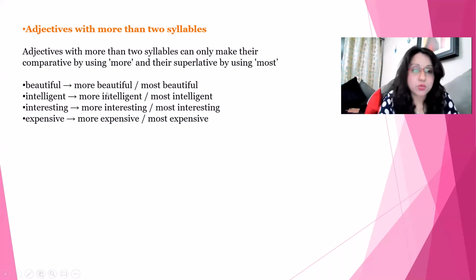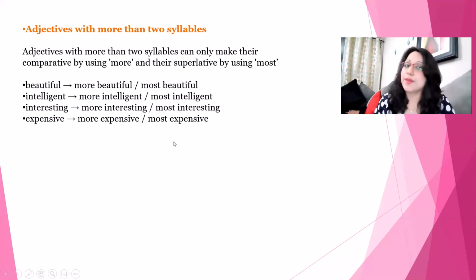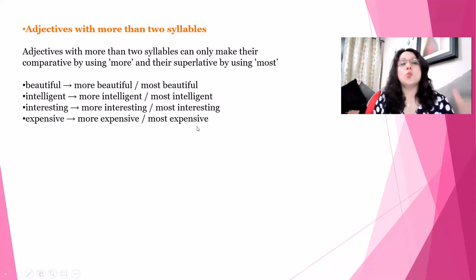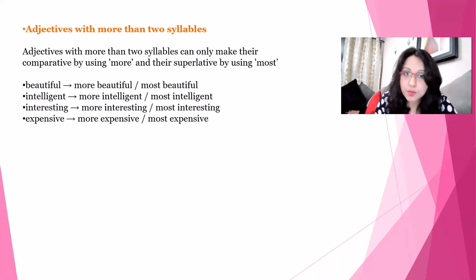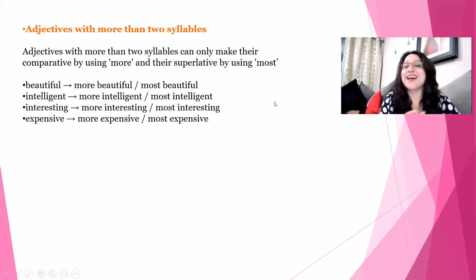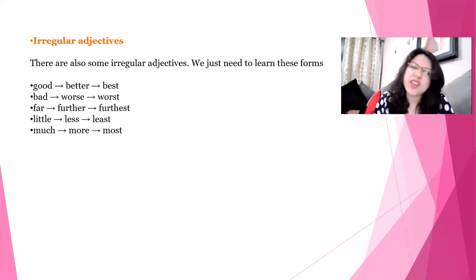Then you have intelligent, which becomes more intelligent, and the most intelligent person. Interesting, more interesting, or the most interesting. Expensive, more expensive, or the most expensive. So what did we learn? We learned that when you have more than two syllables, there is not an option. We have to make our comparative by using more and our superlative by using the most. Do not forget that I'm always repeating that whenever we are making our superlative, you add the, so the most.